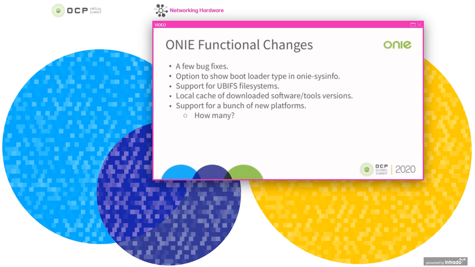So ONIE's had a couple of functional changes introduced. We've had some bug fixes. There's a new option to show the bootloader type in ONIE sysinfo. We have support for UBIFS file systems, and there are a few platforms coming out with that. We have local cache download for local software and tools versions. If you need to build offline or you have a flaky internet connection, this can help you out. And we have support for a bunch of new platforms.